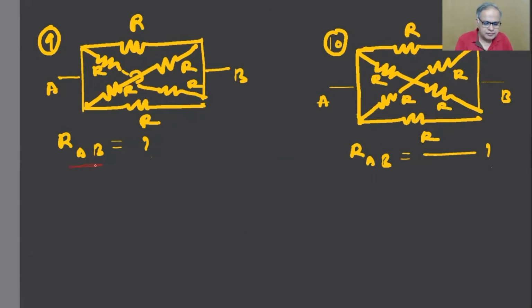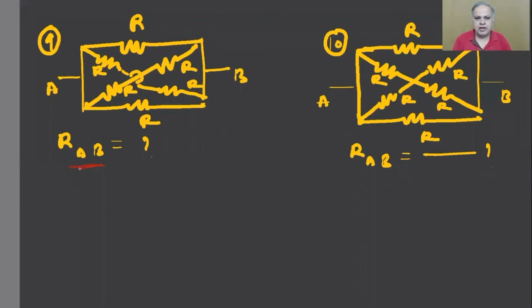RAB, resistance between A and B. A circuit cannot be given like that and asked to find out the equivalent resistance without mentioning 2 points. Nobody can simply say find out the equivalent resistance of a circuit. It is actually resistance between any 2 points.